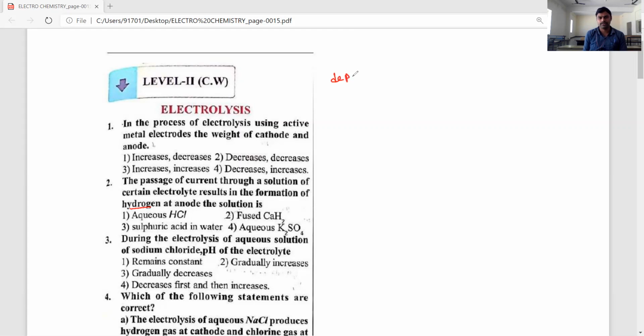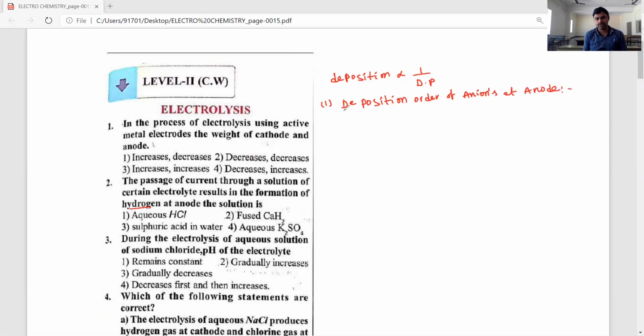Deposition is inversely proportional to discharge potential. Okay, now let's see the first one, deposition order. Deposition order of anions. Deposition order of anions at anode.